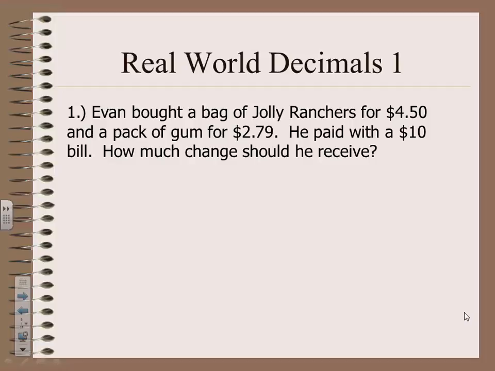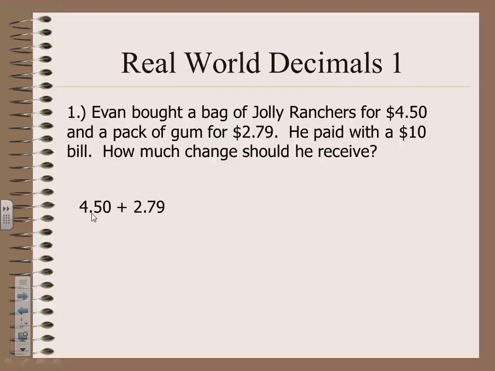So here we go. Evan bought a bag of Jolly Ranchers for $4.50, a pack of gum for $2.79. He paid with a $10 bill. How much change should he get? So the first thing you ought to be worried about is how much was the bill, right? How much is he paying total? So we're going to add the two things that he bought. We're going to add these two up.